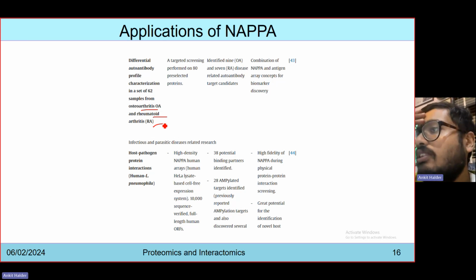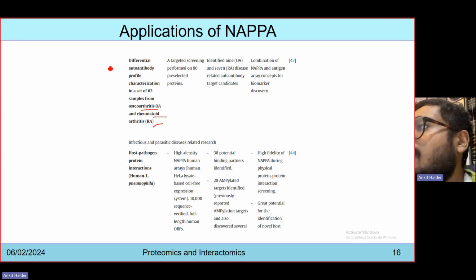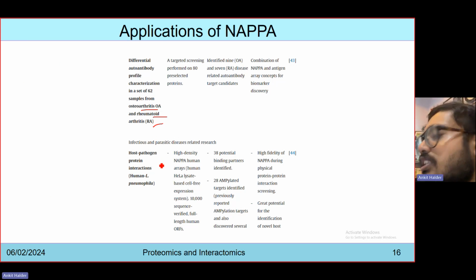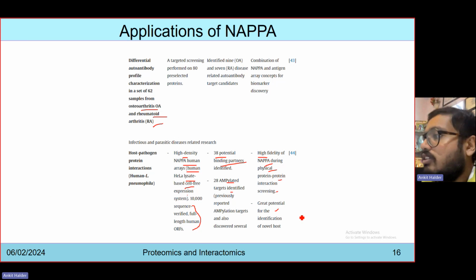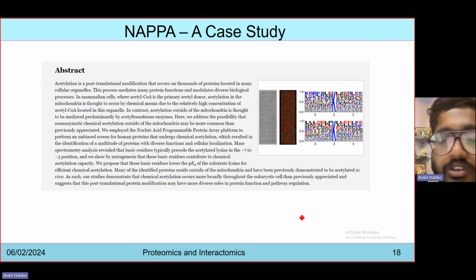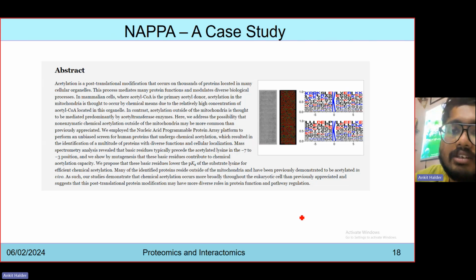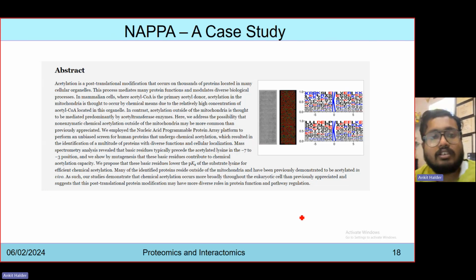Then we have host pathogen interactions, like the human Legionella pneumophila. When you have high density NAPA human arrays, a human HeLa lysate based cell-free expression system, full length human open reading frames, binding parameters, then the targets identified, high fidelity of NAPA during physical protein-protein interaction screening, and great potential for the interaction of novel host proteins. So these are some of the applications that are greatly used.